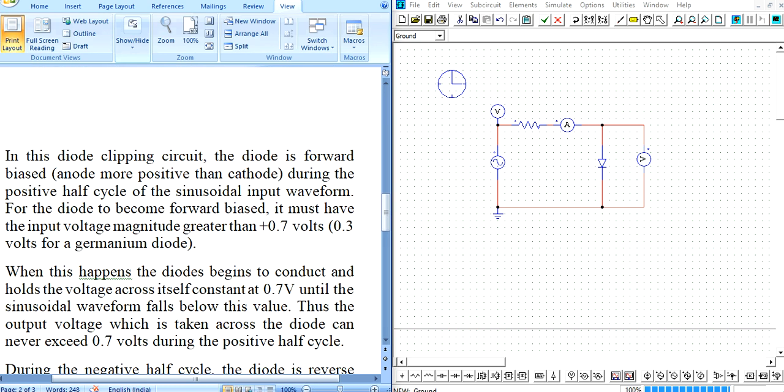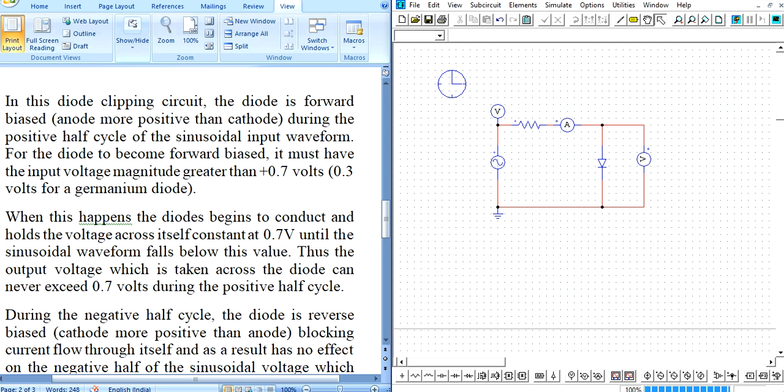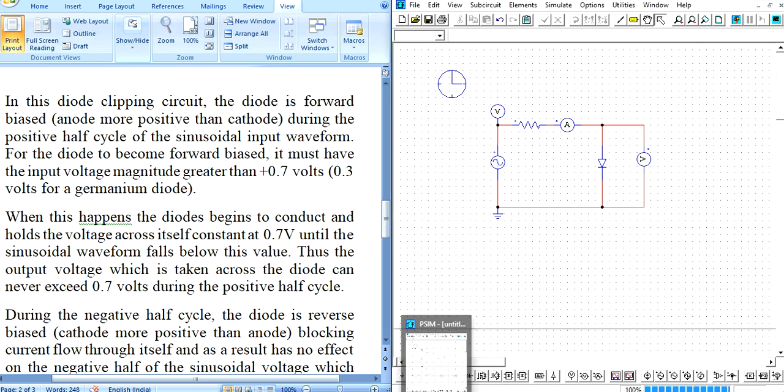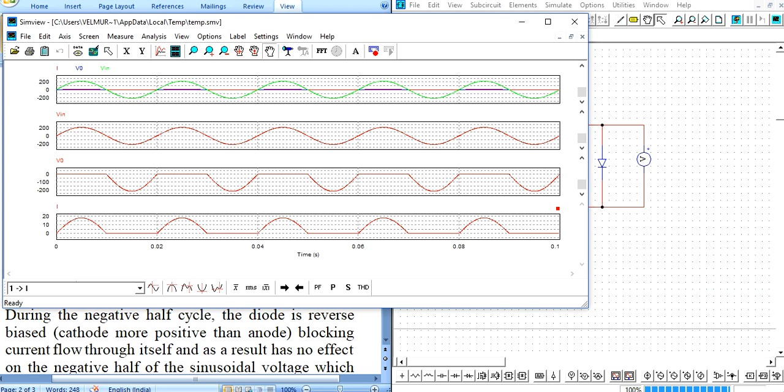Actually, in this diode clipping circuit, the diode is forward biased during the positive half cycle. For the diode to become forward biased, the input voltage magnitude must be greater than 0.7 volt. When this happens, the diode begins to conduct and holds the voltage across itself constant at 0.7 volt until the sinusoidal waveform falls below this value. If you see the waveform, up to that we will get it.